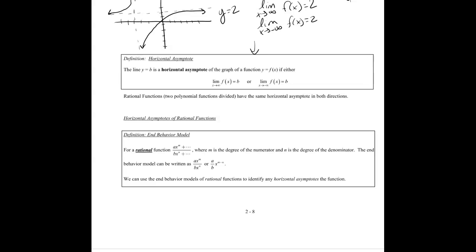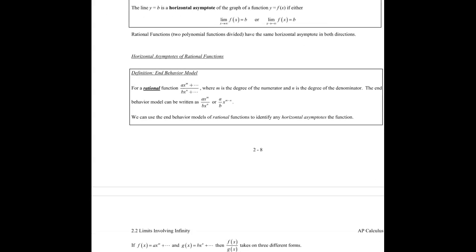Alright, so the definition of a horizontal asymptote: the line y equals b is a horizontal asymptote of the graph of the function y equals f of x if either the limit as x approaches infinity of f of x is b, or the limit as x approaches negative infinity of f of x is b. Rational functions, or two polynomial functions divided, should have the same horizontal asymptotes in both directions. I've not run into a function that has more than two, to be honest.